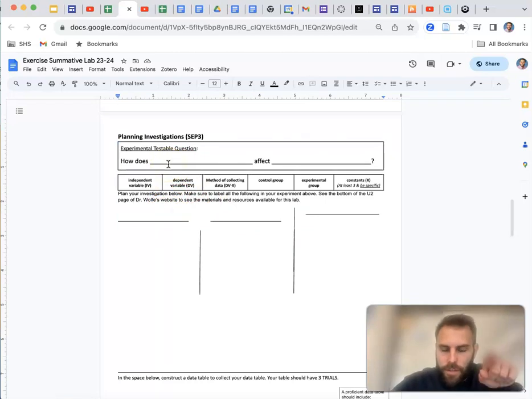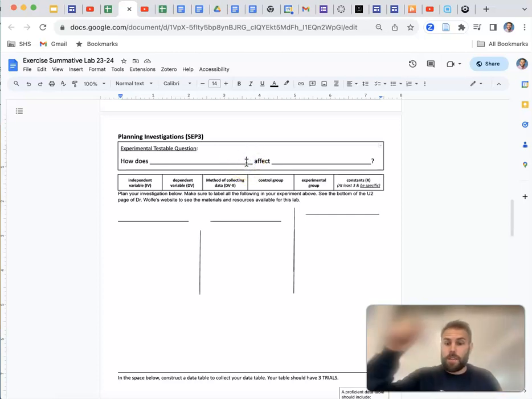Do it in pencil because this is a summative. Please do it in pencil so you can make changes, things like that. And let's see, I feel like there was one more thing. Oh, when you're done, take a picture and submit this to Canvas too. So you should be submitting 2 things to Canvas by the end of the day.